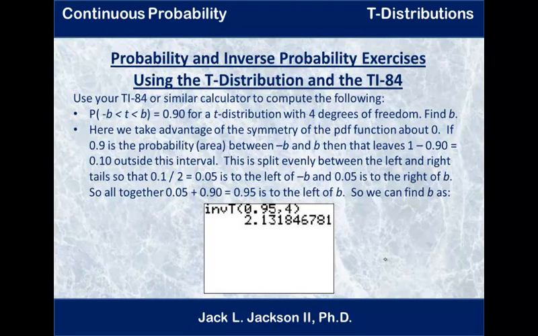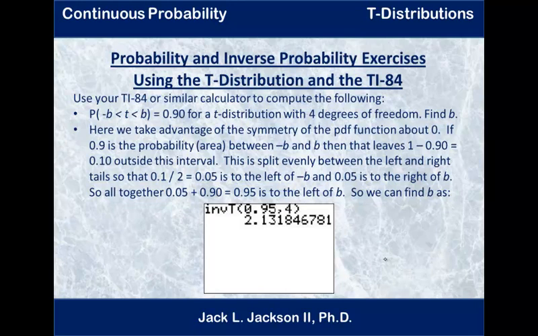That means that the 90% is split into 45% and 45% on the left and right of there. And more importantly, the complementary probability, what's left, is 0.1. And that 0.1 is split evenly into half of 0.1, which is 0.05, to the left of negative b, and the other equal amount, 0.05, to the right of b.